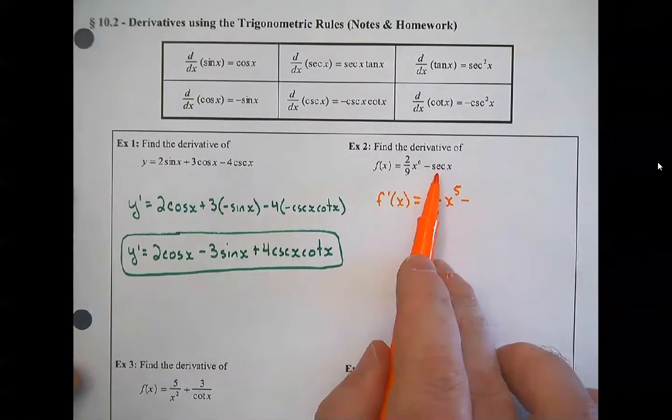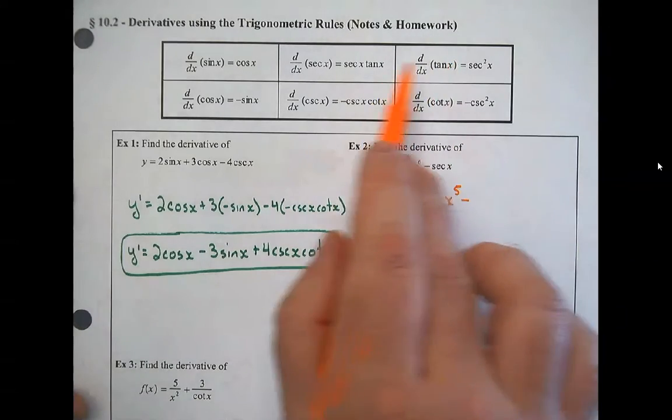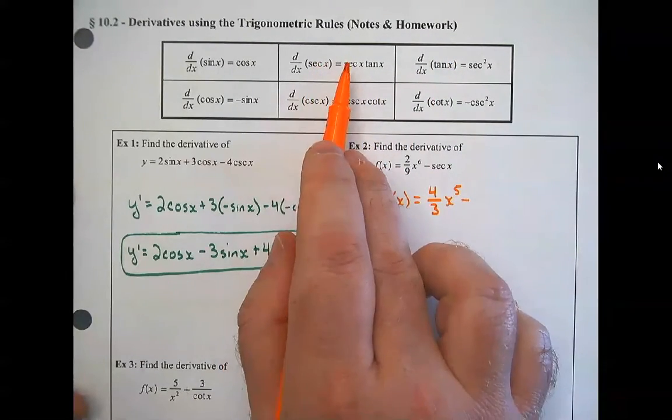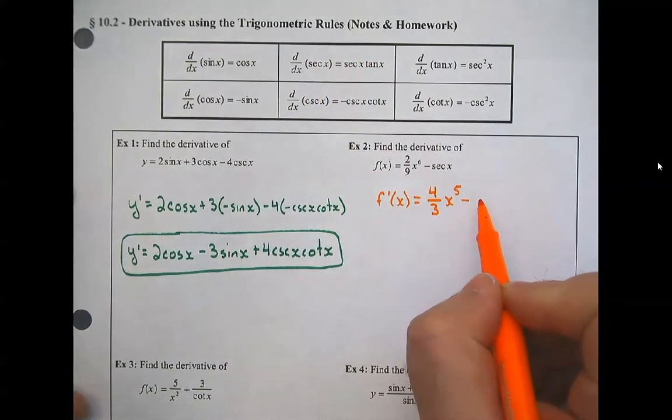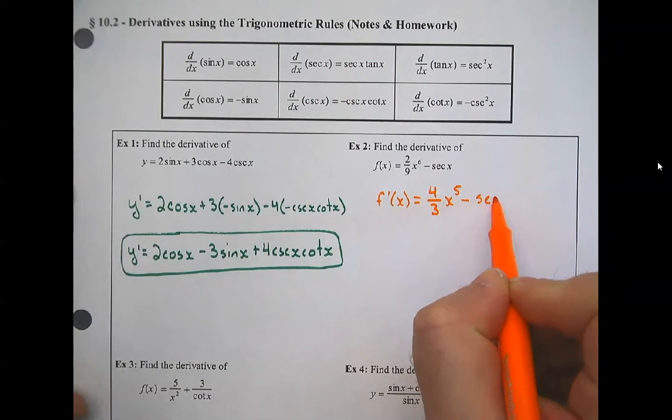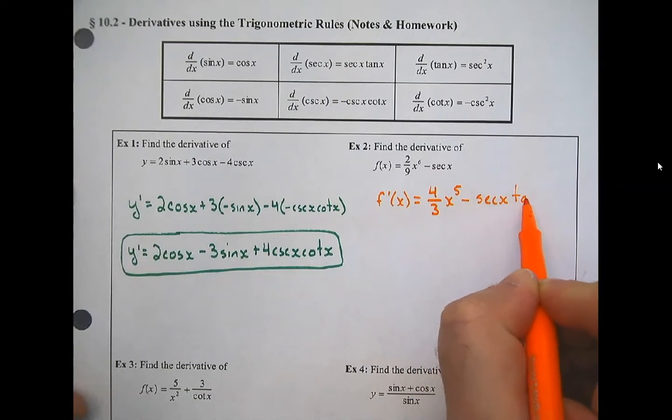Minus, now the derivative of secant, I don't know what that is, but I can go look it up. Derivative of secant is secant tangent. I'm going to take out this secant and replace it with its derivative, which is secant x tangent x.